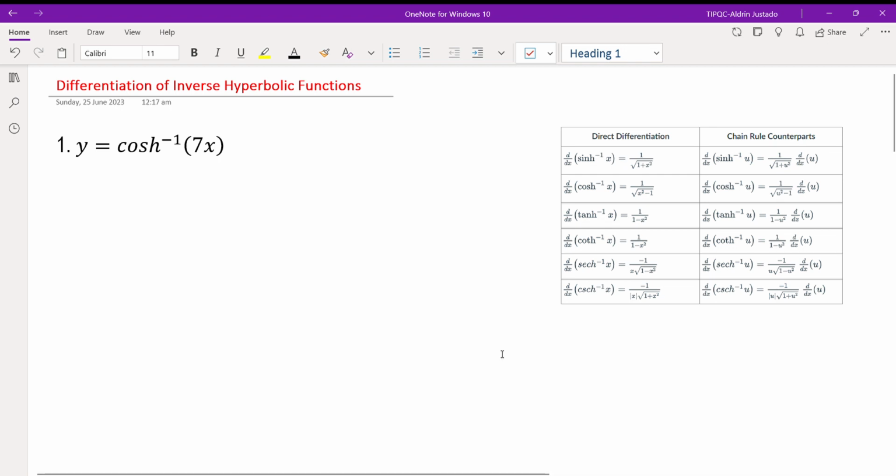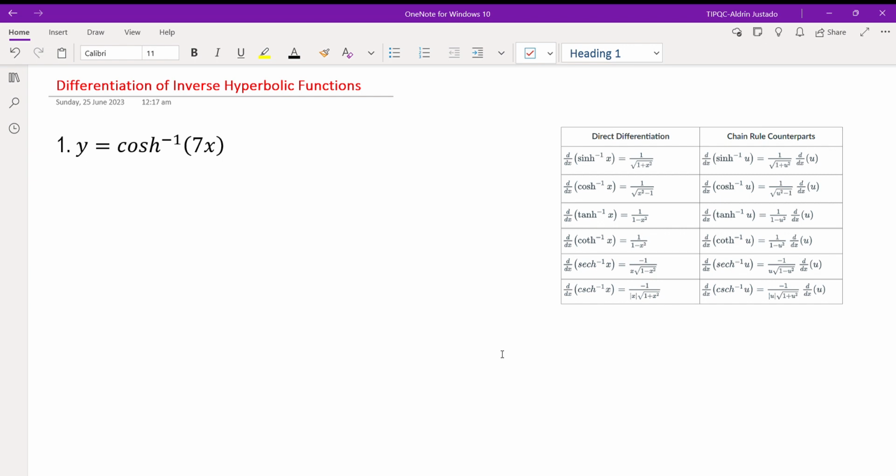Okay, we're done with the differentiation of hyperbolic functions. Ang gagawin naman natin is the differentiation of inverse hyperbolic functions. So, on my right side, you can see here the direct differentiation formula and the chain rule counterparts of inverse hyperbolic functions.